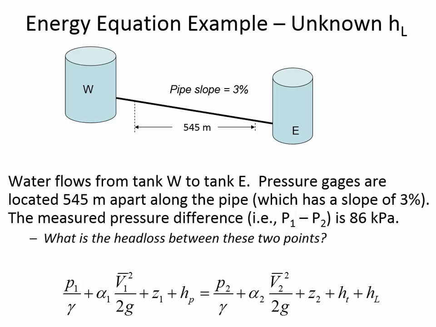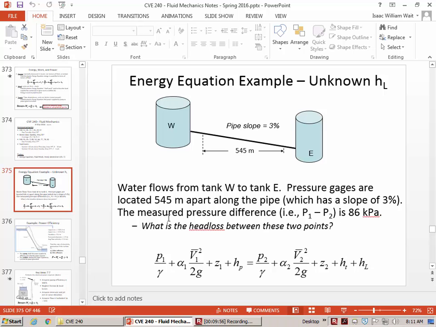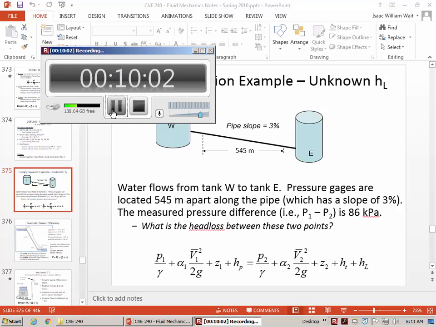So what I'd like you to do is calculate the head loss. Calculate H sub L based on location 1 being right here, this point that's closer to the western tank, and location 2 being right here, closer to the eastern tank. I'm going to pause the recording. Calculate H sub L, and it's going to have units of meters.